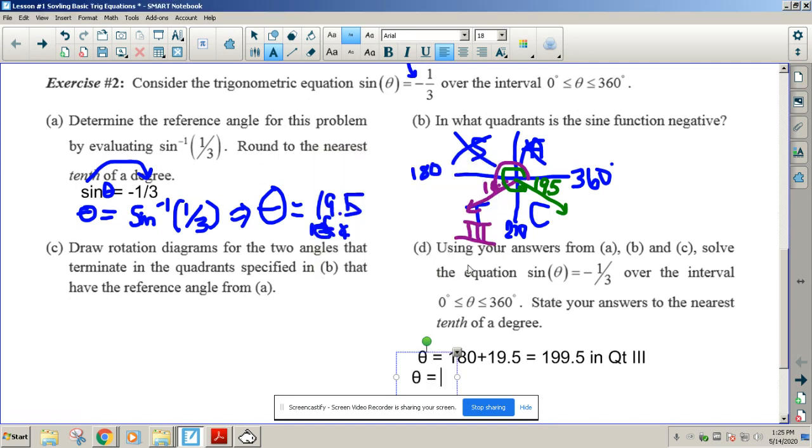is equal to 360 minus the 19.5, because I hit the 19.5 below the axis if I'm drawing that. So 360 minus 19.5 gives me a 340.5 degree angle in quadrant 4. So I basically did B and C here on the picture, and so here's the answer to D.